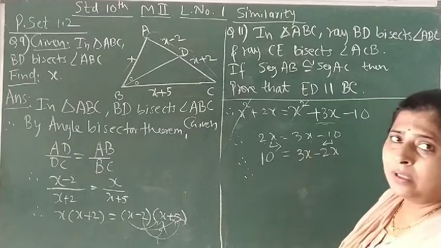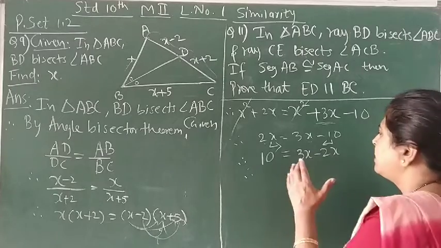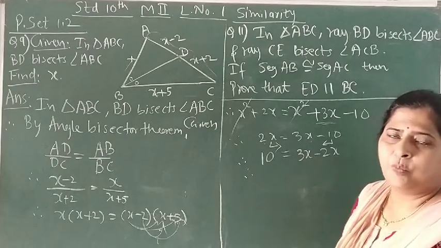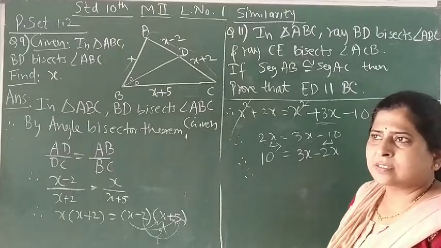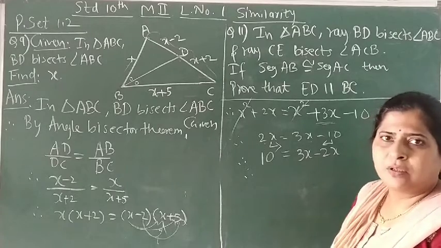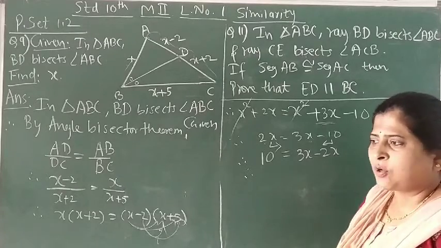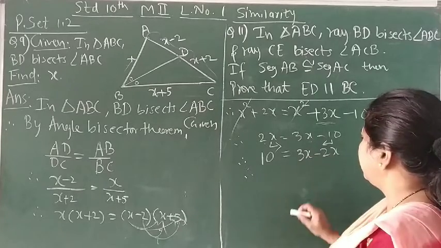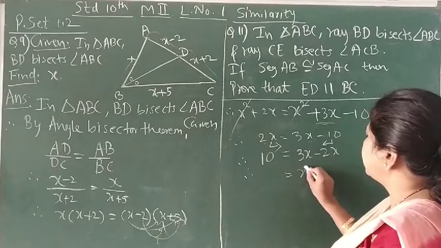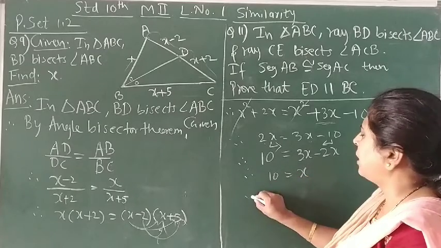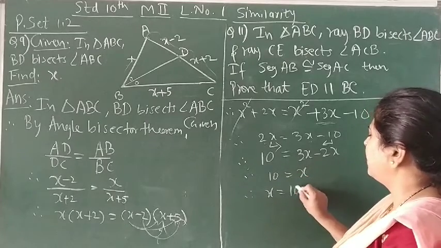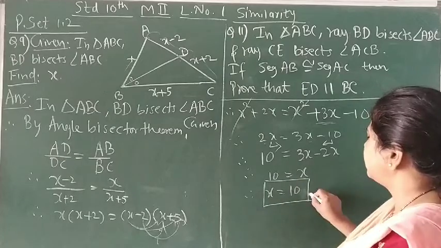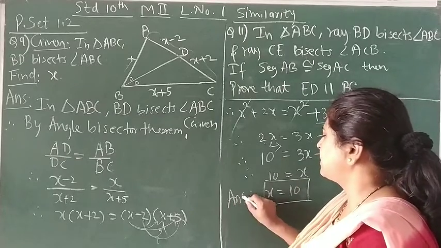Here what will happen? It will avoid getting the sign of the variable negative, because when you get negative x, there is more possibility that you will go wrong. So to avoid such mistakes, do this easy thing. So 3x minus 2x is simply x, and x is equal to 10. That's why x is equal to 10. This is your answer. Value of x is 10. This is your answer statement.